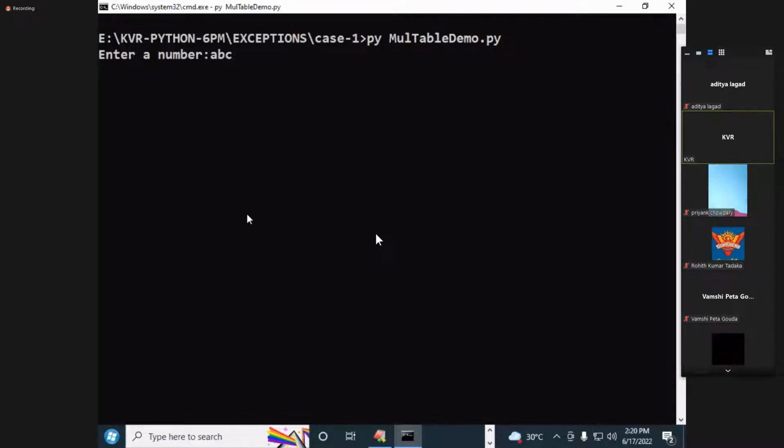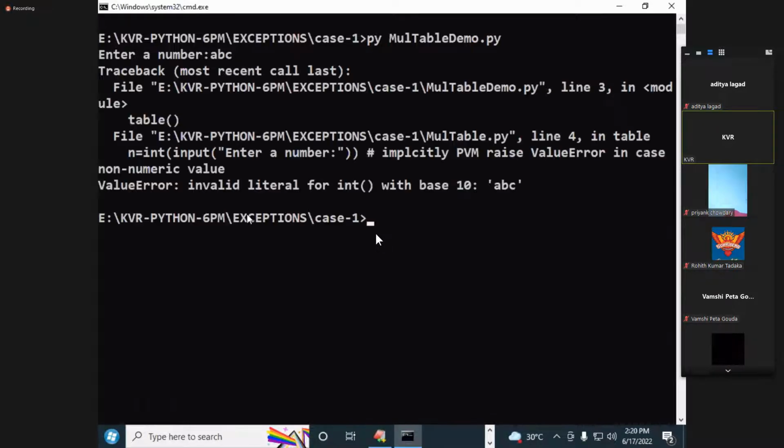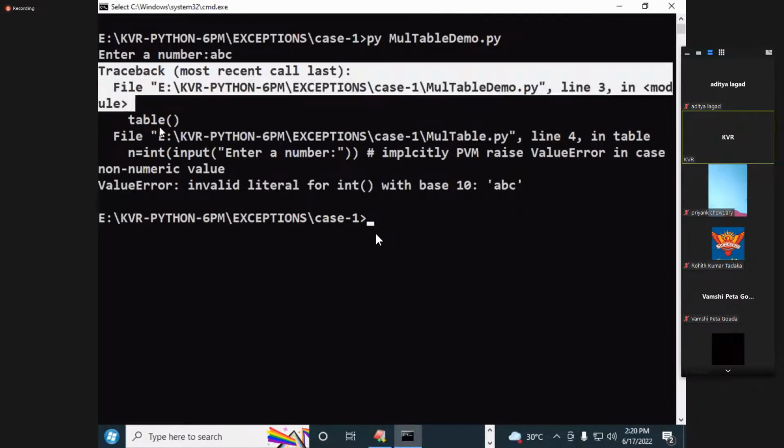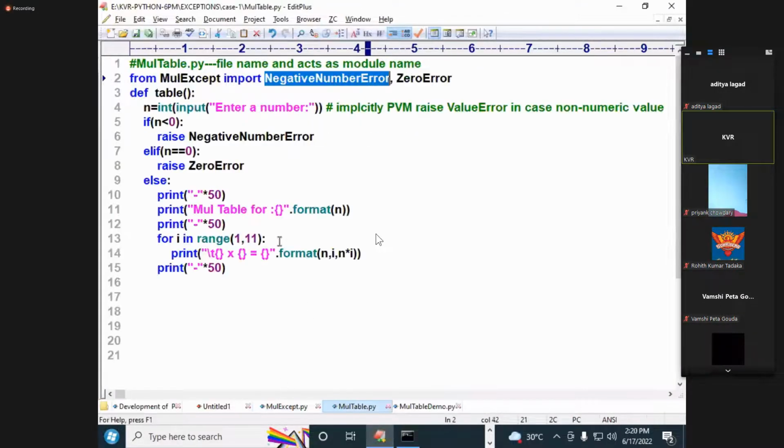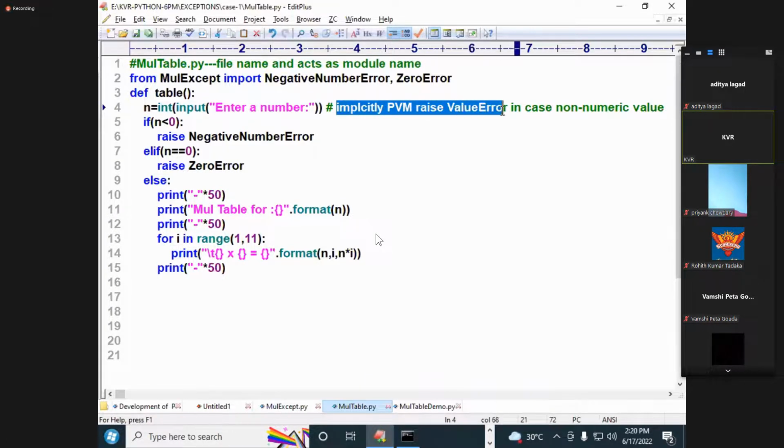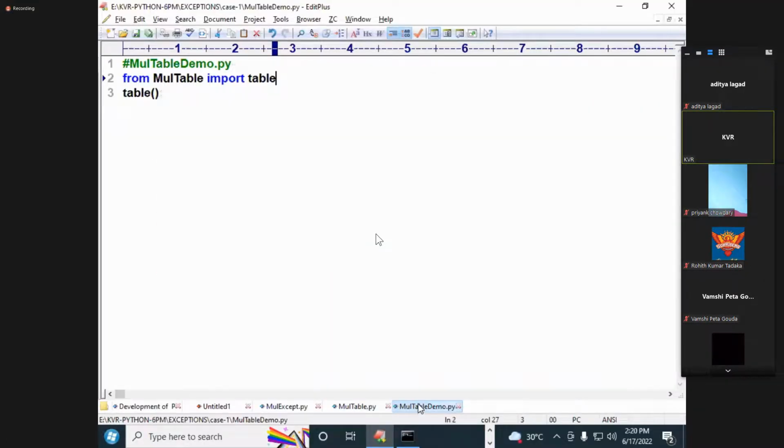No. See that error now? It is going to give a huge technical error message. Value error. Where it is raising, I told. In this place, table, enter a number. Implicitly, PVM raises value error. You must handle it or not. So that means a table function is raising what? Value error. Definitely I must keep that function under where? Table. What is now? Except value error. I must say this message. What is the message, my dear students?